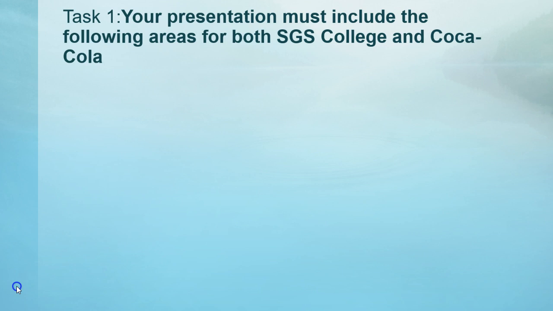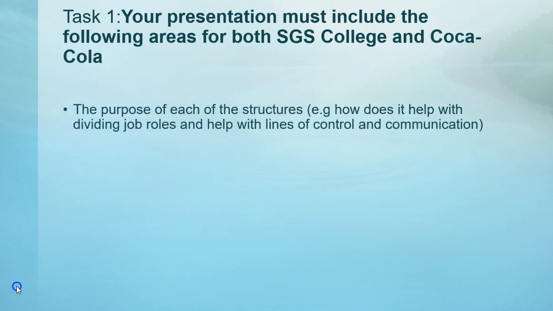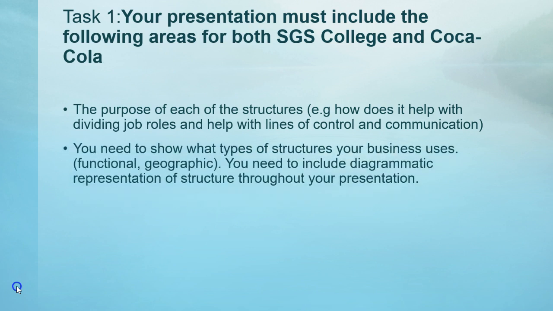Your presentation must include the following areas for both SGS and Coca-Cola. So this is task 1. The purpose of the structure, for example how it helps with dividing job roles, with lines of communication and control. You need to show the types of structure your business uses, and it might use more than one. You need to include diagrams throughout your presentation of both businesses.